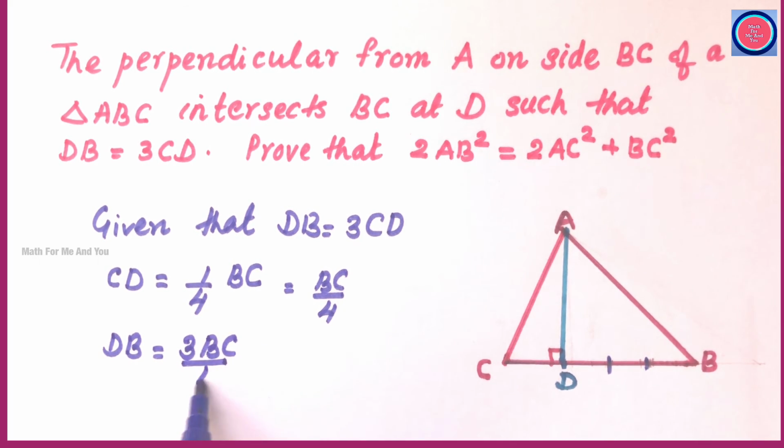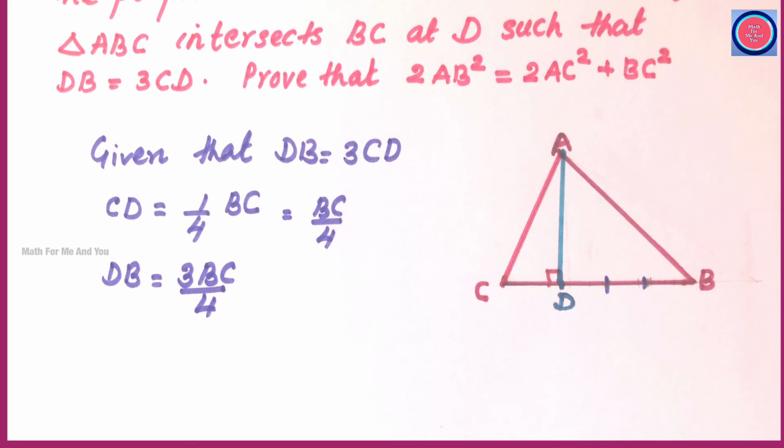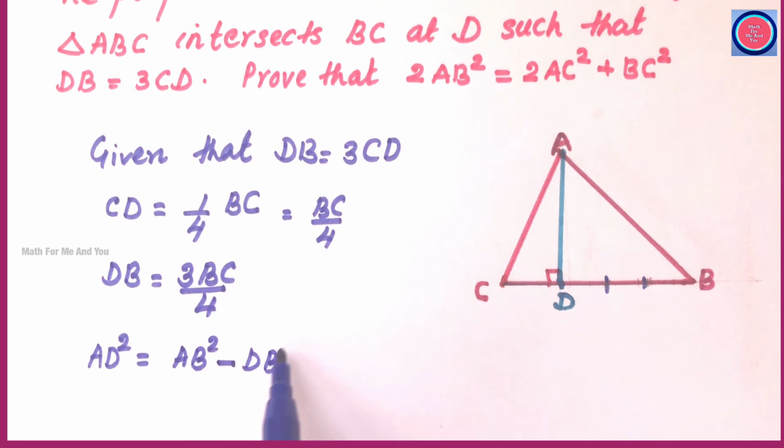When we look at the picture, we could see two right-angled triangles, ADB and ADC. In both triangles, AD is common. So we can use Pythagoras theorem for the triangle ADB and write what AD square is. AD square equals, hypotenuse is AB, so AB square minus base DB, we can write DB square. Then we can mark this as equation number 1.